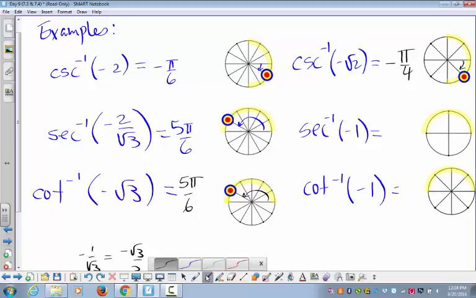Inverse secant, angle on top, where the secant value is negative 1, which means the reciprocal of secant, which is cosine, is also negative 1. So angle on top where the cosine is negative 1. Pi, exactly. There, pi.